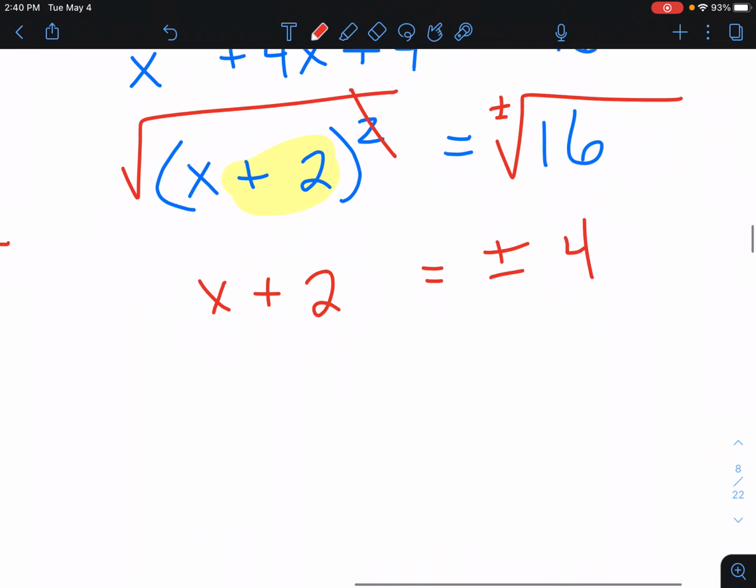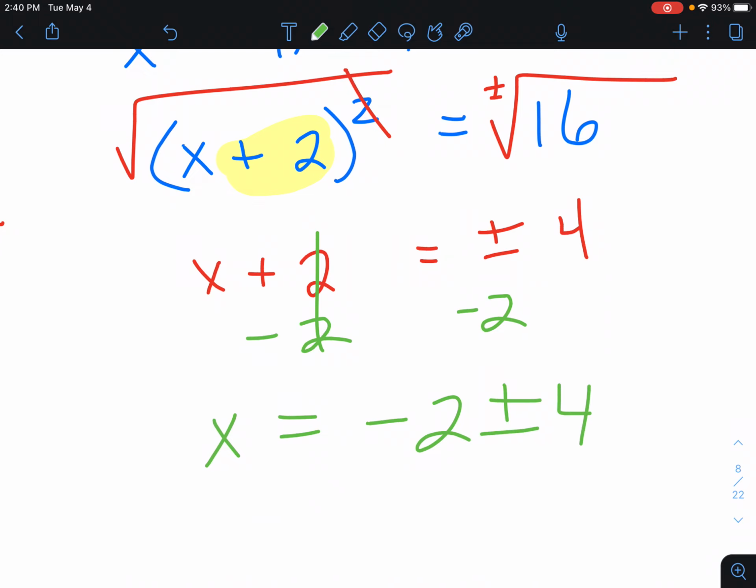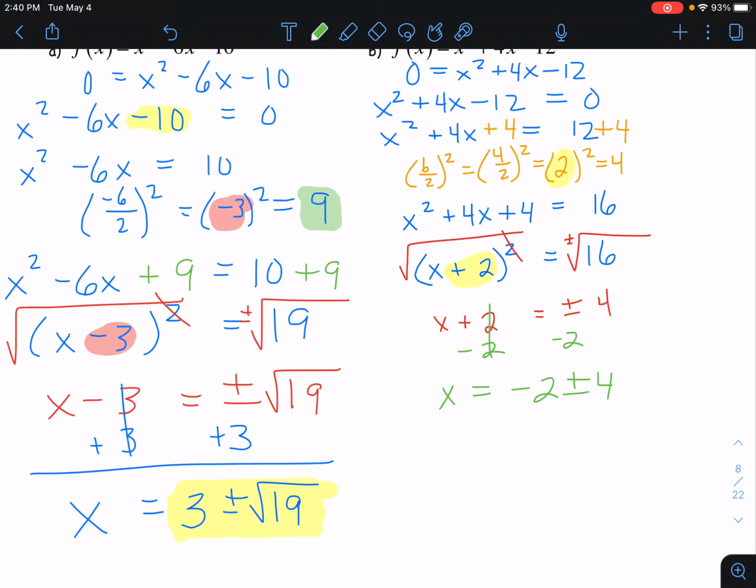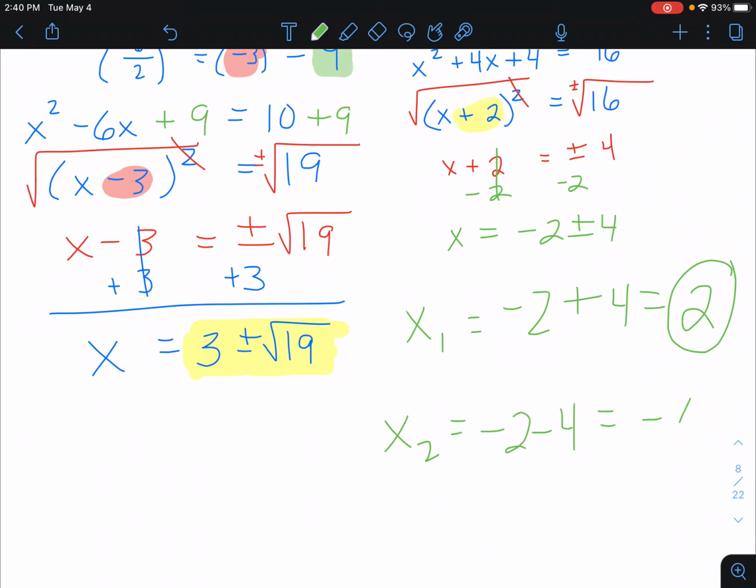So let's see what happens here. Well, we've got to continue to get x by itself, so we would subtract 2. Now these guys are like terms, so that means I will add and subtract. I'm not going to leave it ugly like my previous problem because I no longer have a radical. So to get my 2 answers, I do negative 2 plus 4, which is 2, and negative 2 minus 4, which is negative 6. So there's my 2 distinct answers.